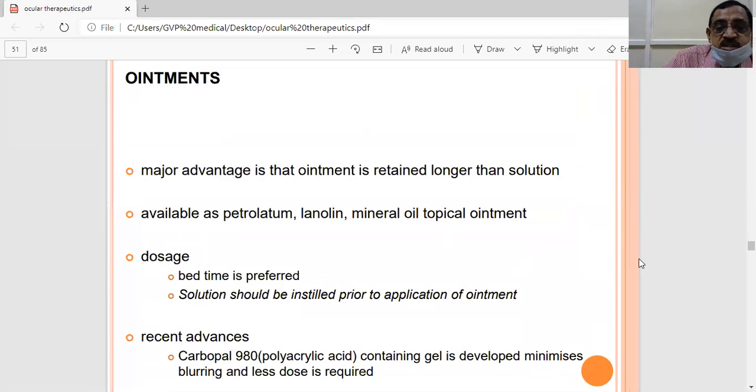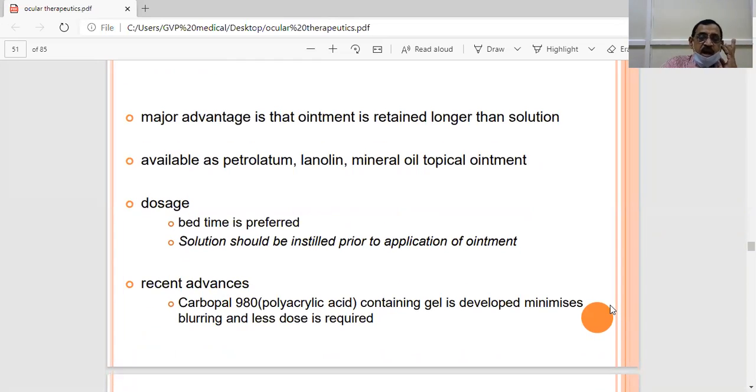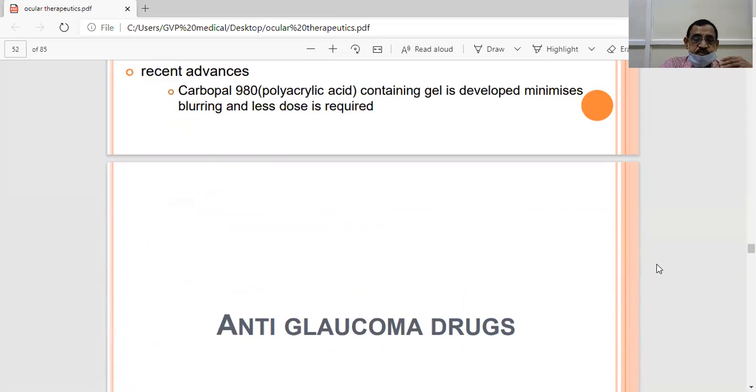Ointments have the major advantage of prolonged action, retained longer than solutions. They are available as petrolatum, lanolin, and mineral oil topical ointments. Bedtime dosage is preferred because during the daytime it causes blurring, and solution should be instilled prior to the application of the ointment. Among recent advances, carbopol 980 polyacrylic acid containing gel has been developed, which minimizes blurring and requires less dose.